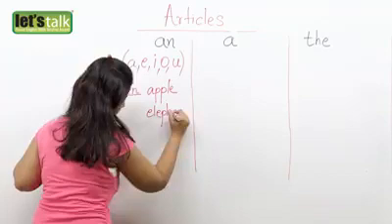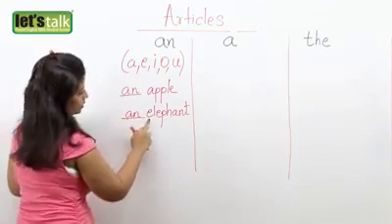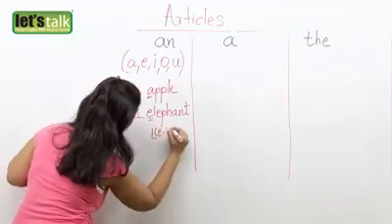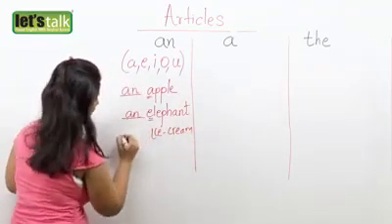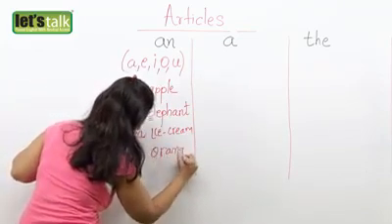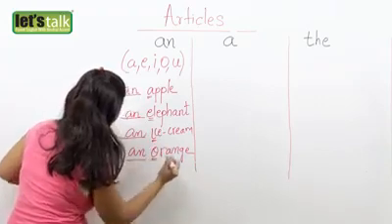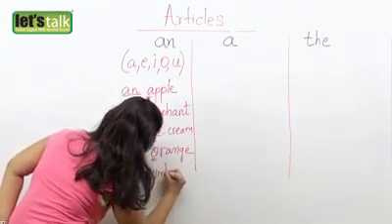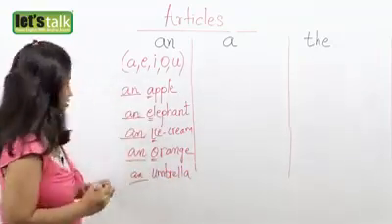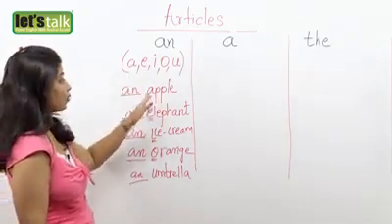If I talk about elephant, again we are going to use the article an because E over here is a vowel. Ice cream. Okay, so an ice cream. Orange. Again, an orange. And the last one is umbrella. Again, it's an umbrella. So we have learned that we have to use the article an before a word beginning with a vowel.